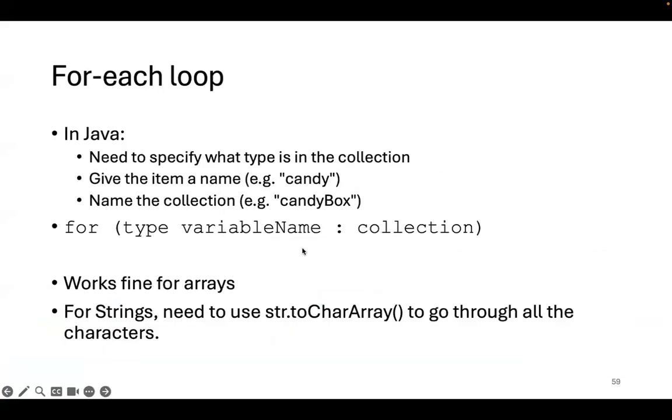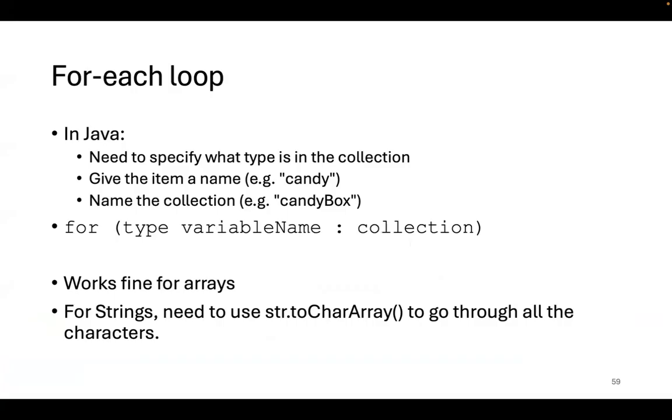So for Java, we can do the same thing. First, we need to specify what sort of type is in the collection. So if we have an array of integers, we need to say this thing is going to be an integer. And then we need to give the individual item a name. And then we need to say, what's the name of our collection?